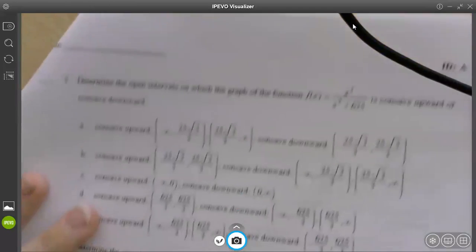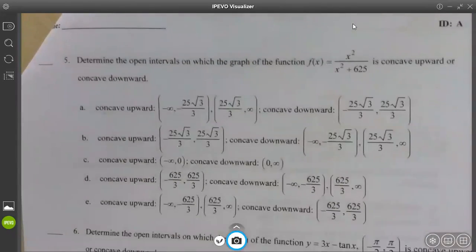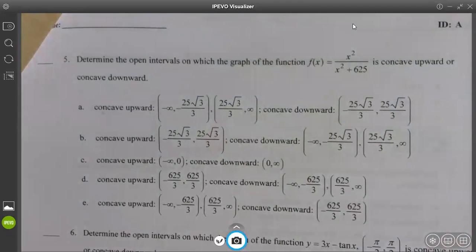All right. Question 5 says determine the open intervals in which the graph of the function f of x equals x squared over x squared plus 625 is concave up or concave down. There's no way around these. You guys are gonna have to do the second derivative for that.